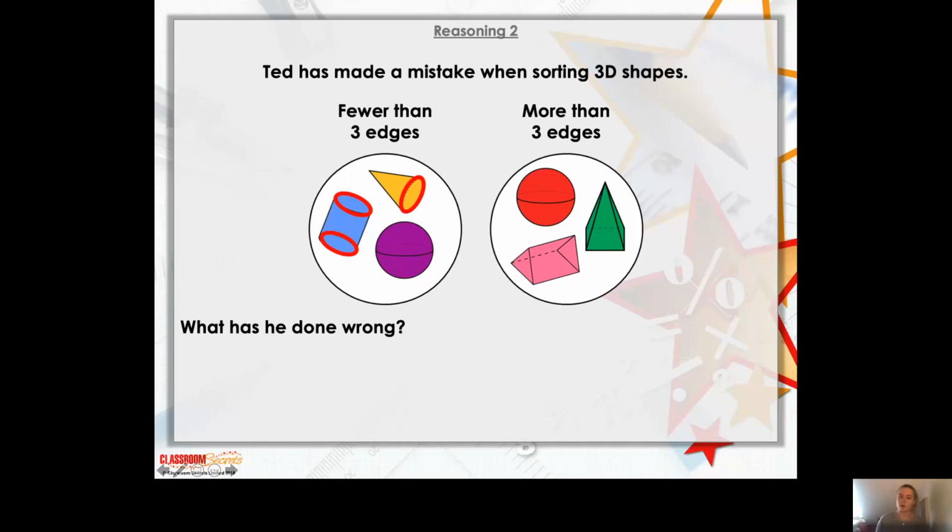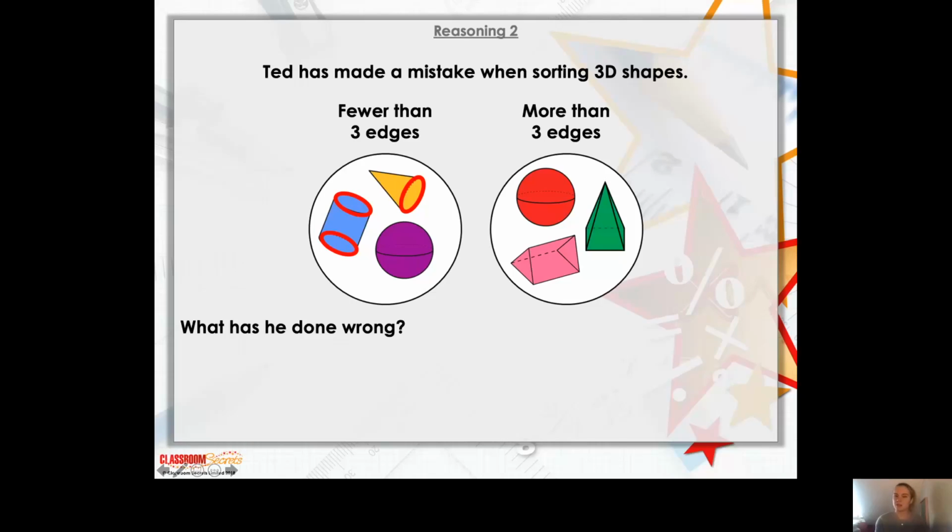Okay, what about the cone? Well, the cone has 1 edge at the bottom, doesn't it? So therefore, it is in the correct group because it is fewer than 3 edges. Now, why does the cone only have 1 edge? Well, that's because it has a curved surface at the top, doesn't it? And there's only one place where the curved surface meets the flat face at the bottom of it. So both of these shapes so far are in the correct group because our cylinder has 2 edges and our cone has 1 edge.